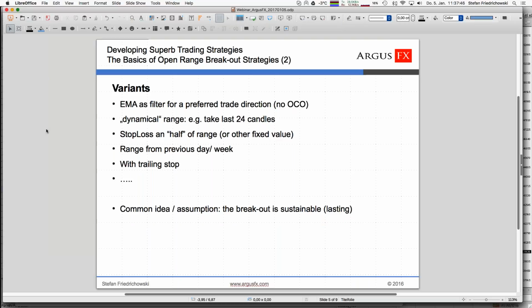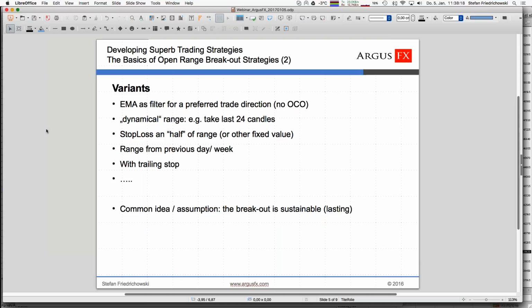Or you use trailing stops instead of a fixed stop loss, and then you might take the trade overnight, whatever. So a lot of things can be modified. There are thousands of variants of breakout strategies, and it's a quite interesting tool. The common idea and basic assumption of all those breakout strategies is that the breakout itself is sustainable and will last a little bit longer. So that's all.